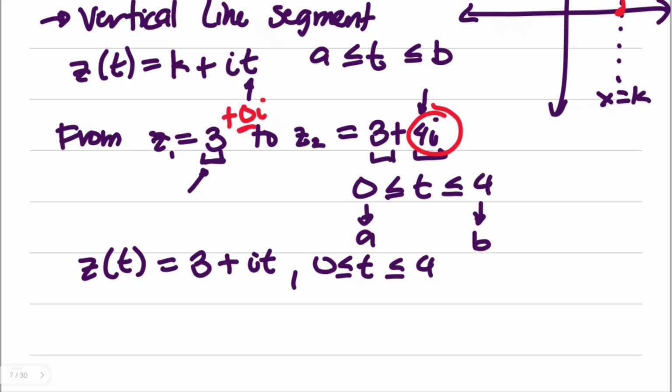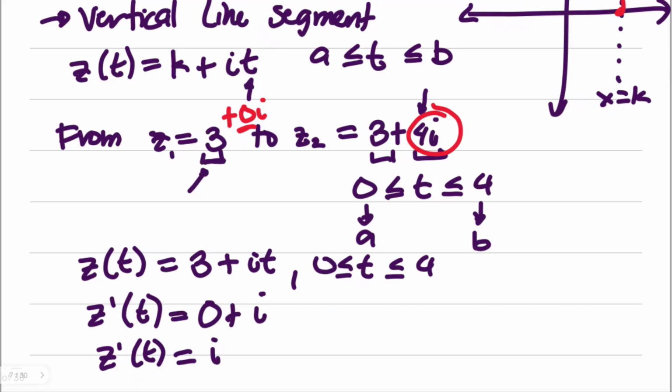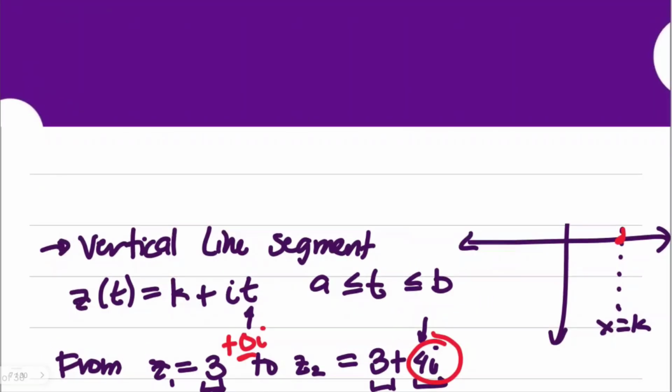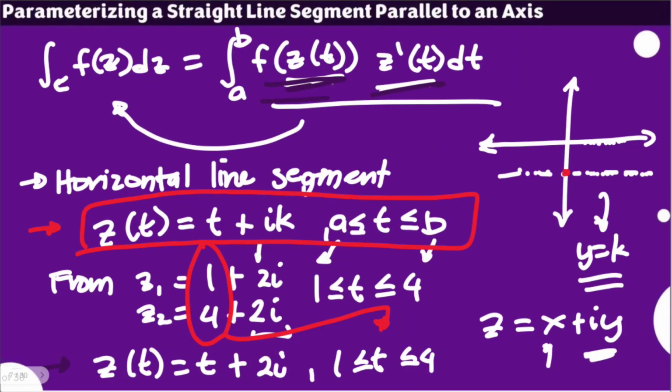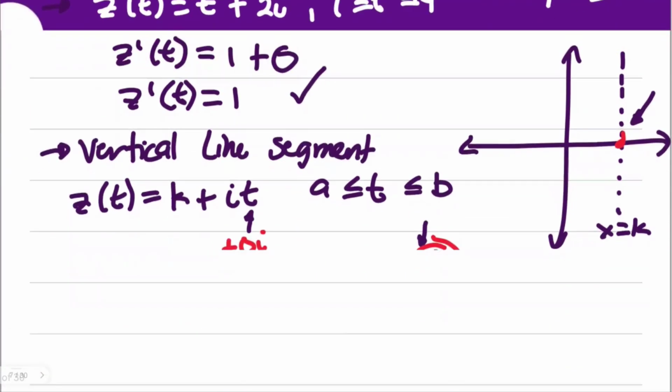And of course, if we're going to take its first derivative with respect to t, all the other terms without t will be treated as constant. Derivative of your 3 is 0. Derivative of this with respect to t is actually i. This is what you're going to plug in together with this form in our formula for the complex integral of your function along path C, in order for you to solve for the integral for the vertical lines.